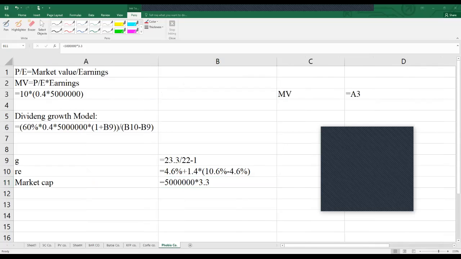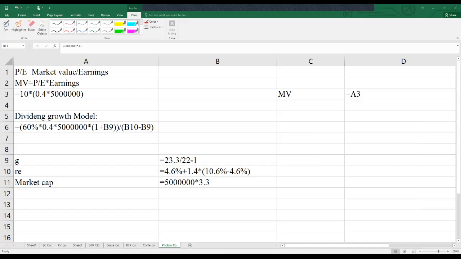Brian, any question? How did you get market cap? Market cap is the number of shares times the share price. Okay, 5 million times 3.3, because the number of shares is 5 million and the market price per share is 3.3. Is that clear? Yes. Okay, great. Brian, any question? No. Okay, great.